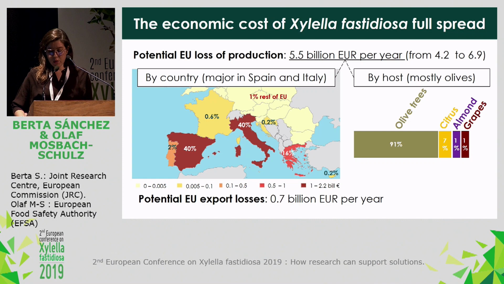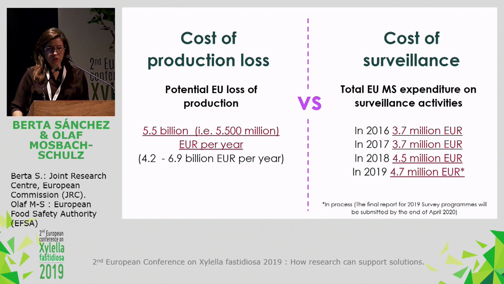And I like this slide because I was speaking yesterday with people from Italy and Alicante, and I think it's very important to understand that the cost of the damage of Xylella fastidiosa is 1,000 times higher than the cost of surveillance. And I think awareness campaigns and surveillance activities are very important.